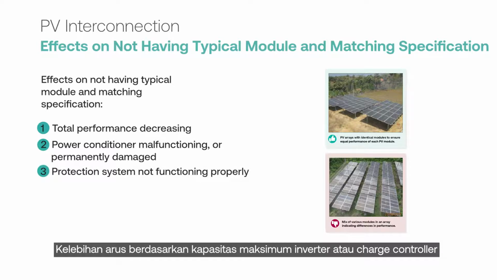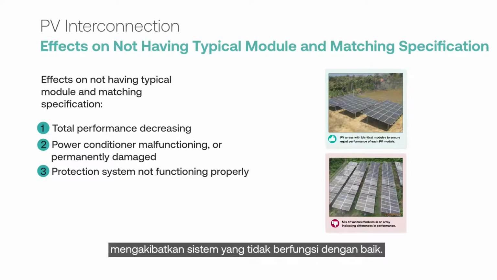Overcurrent beyond the inverter or charge controller's maximum capacity will cause the protection system of the power conditioner to operate, which results in the system not functioning properly. If one or several modules are damaged, they must be replaced with new modules of the same brand and type as the existing ones.